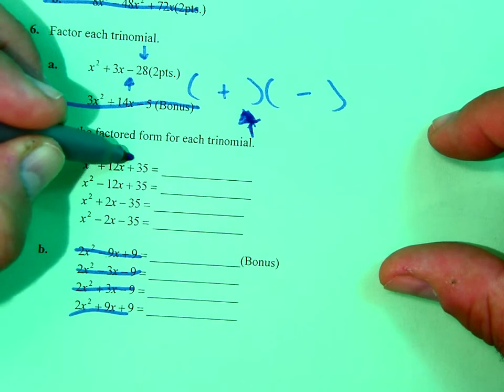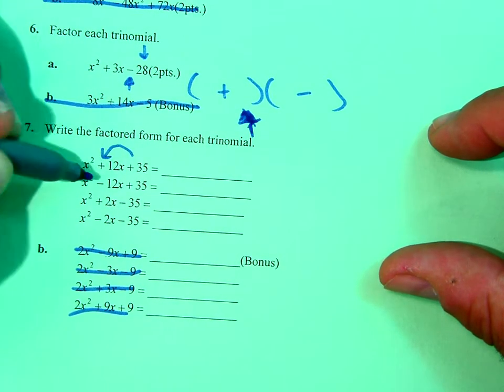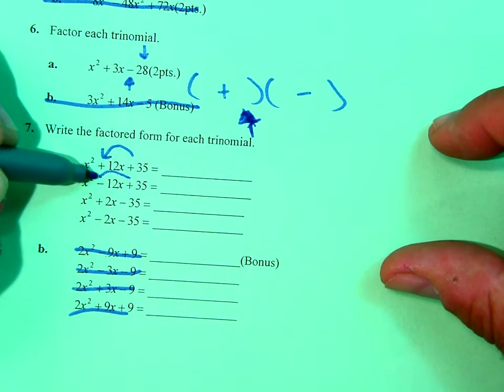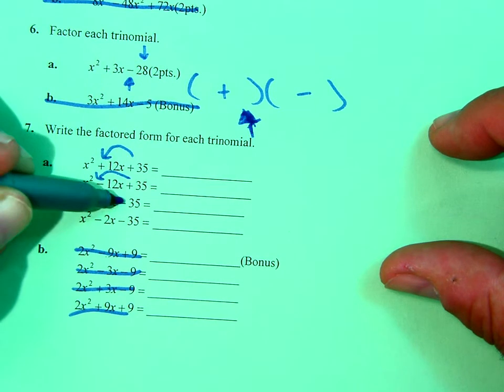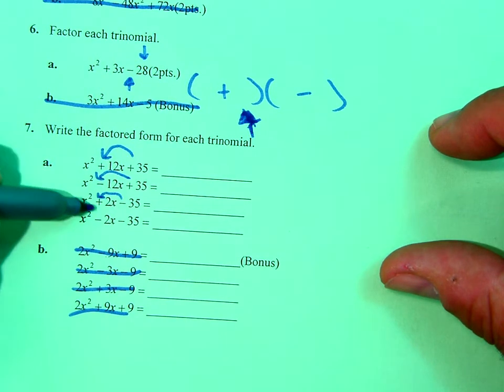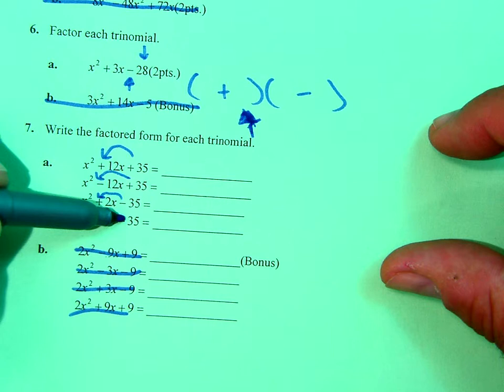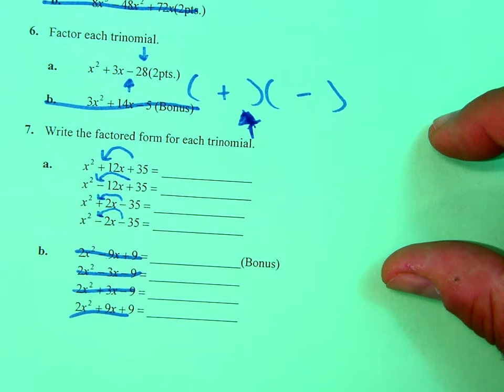So in this problem, we're adding, so the signs are the same. This problem, we're adding, so the signs are the same. This problem, we're subtracting, so the signs are different. The bigger number is positive. This time, we're subtracting, the signs are different, and the bigger number is negative.